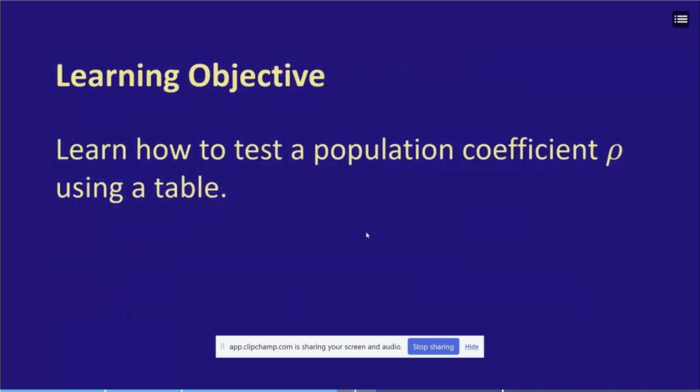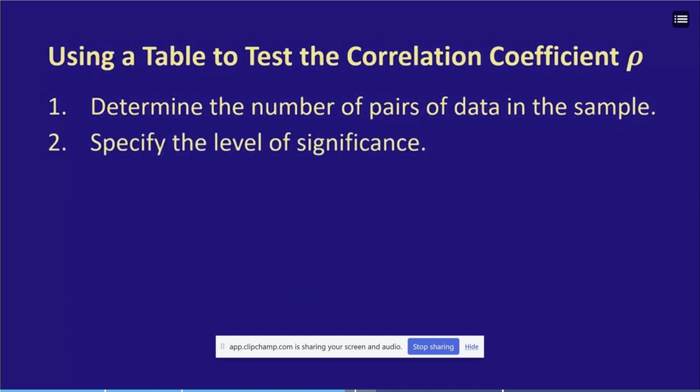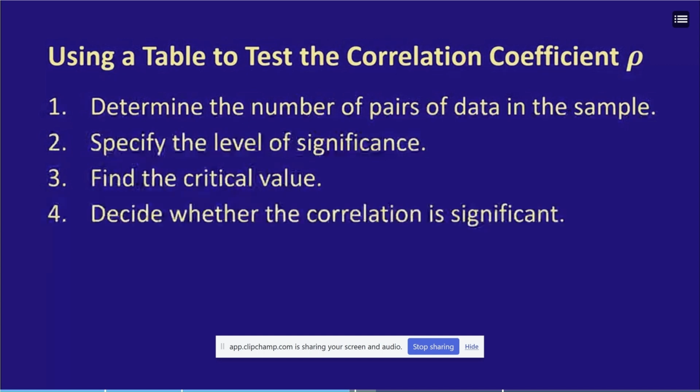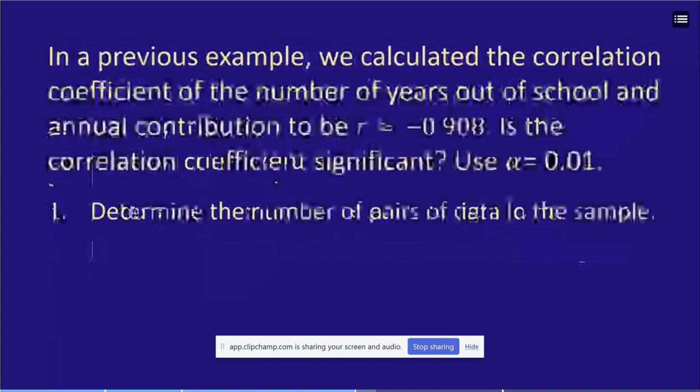Now let's take a look at our next learning objective. Let's take a look at using a table to test the correlation coefficient rho. First, we need to determine the number of pairs of data in the sample. Second, we want to specify the level of significance. Third, we're going to find the critical value using a table. Fourth, we're going to decide whether the correlation is significant. And then fifth, we're going to interpret that decision in the context of the original claim.